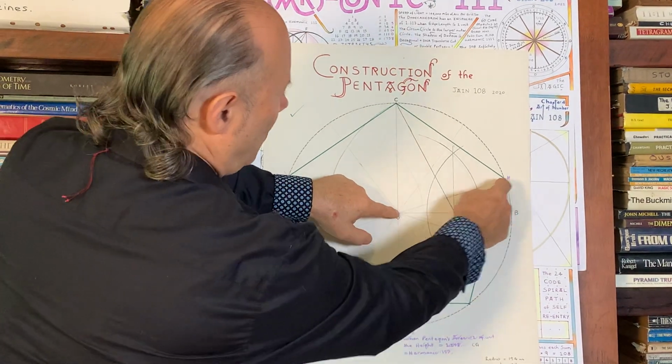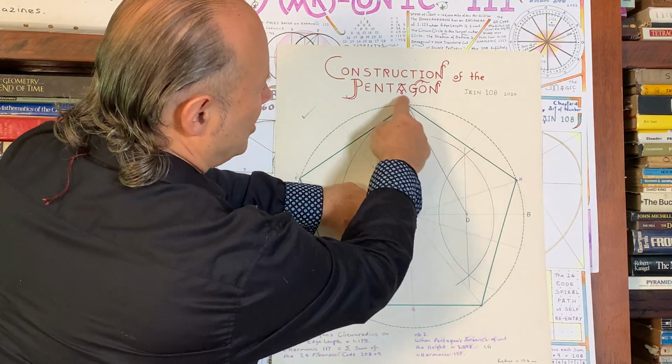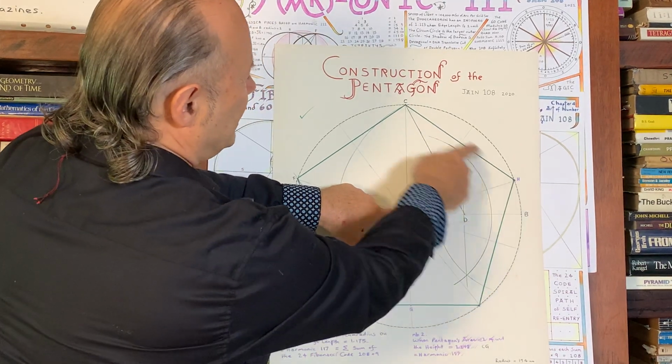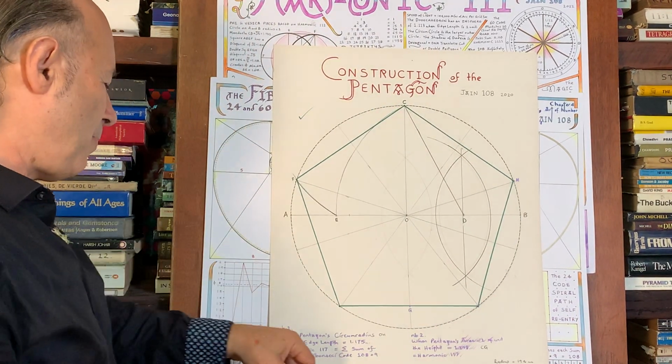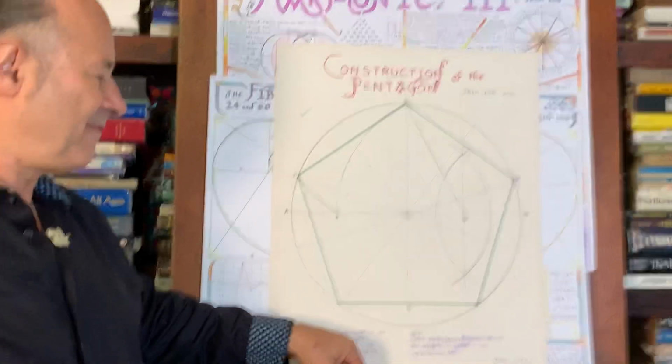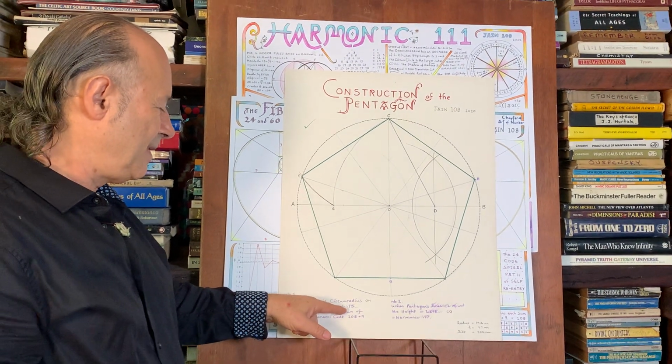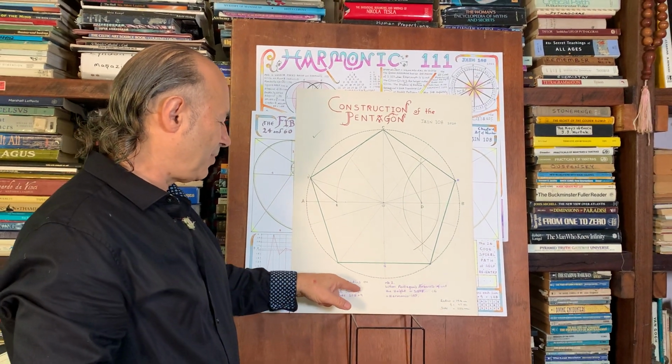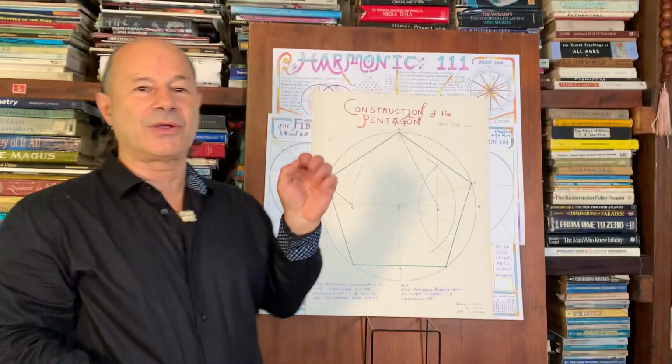So if that's 1, this distance here is a fraction longer than 1. So the edge length of the pentagon is 1.175. So if I slide the decimal, it goes to 117.5. So that's called harmonic 117.